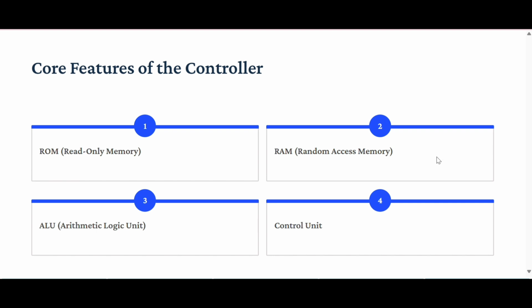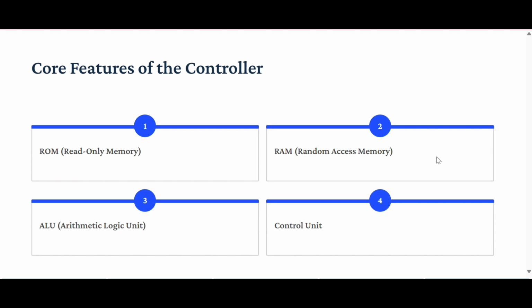Next is RAM, random access memory, also called temporary memory. RAM stores temporary information. For example, when we solve a math problem, we write rough work on a paper. That rough work is used only for that time. Similarly, RAM stores temporary data like sensor values and calculations. When power is removed, this data is erased.